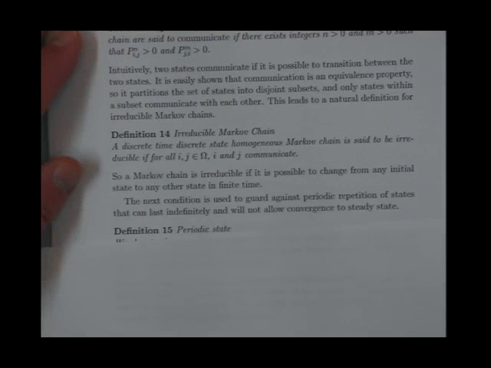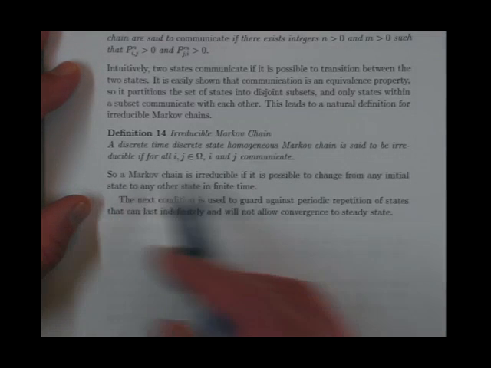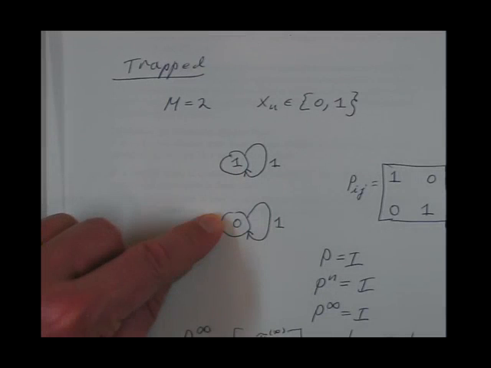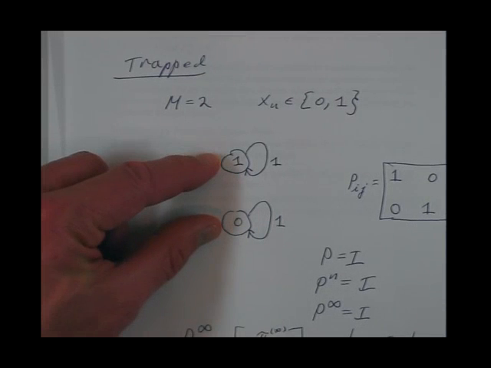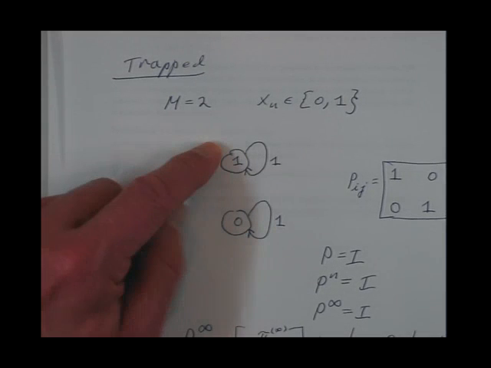this is the definition of irreducible. A discrete time, discrete homogeneous Markov chain is irreducible if for all i and j, they communicate. So if all the states communicate, it's said to be irreducible. So an irreducible Markov chain eliminates this problem of it being trapped. This would be reducible. This is not irreducible because these two states do not communicate.